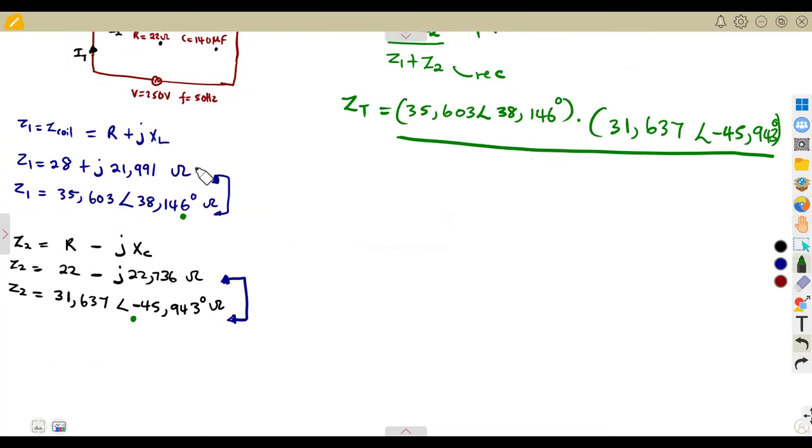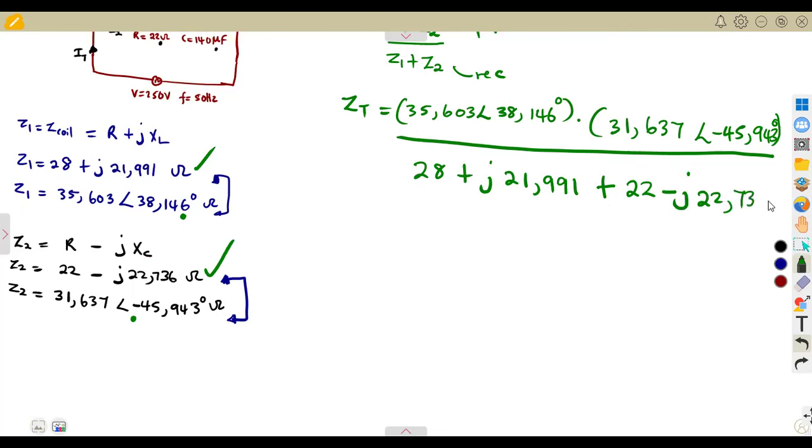So Z1 in rectangular form, that is 28 plus j21.911, plus Z2 in rectangular form, our Z2 here in rectangular form, that's 22 minus j22.736. So that is what you're going to have.